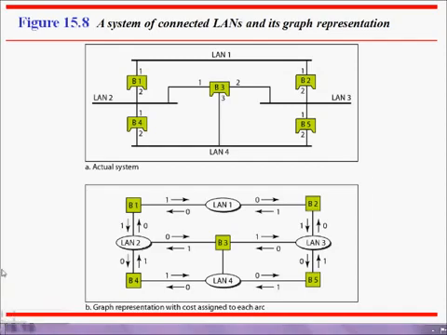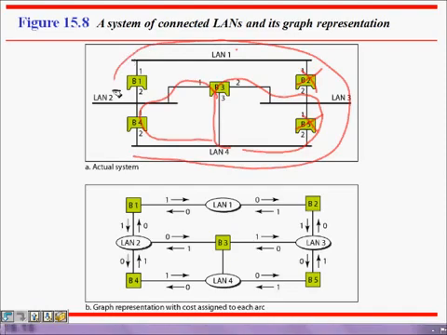Then also, even if this fails, LAN 4 can go via B4 and then B1 to LAN 1. So this is a very reliable architecture, but the problem is we might have a loop. So this is a loop, this one is a loop, this whole thing is causing a loop, and a loop is not preferred because then endless packets or frames are moving around.